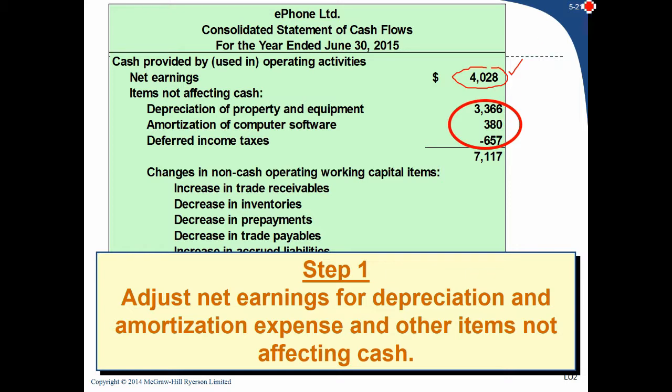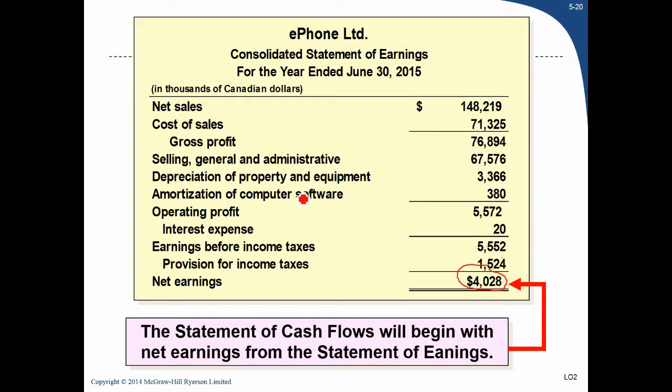Why are we adding it? Because net earnings of 4028 has been reduced by this depreciation, right? This is an expense. In fact, our net earnings is going to increase, in theory, if we didn't have this depreciation expense.